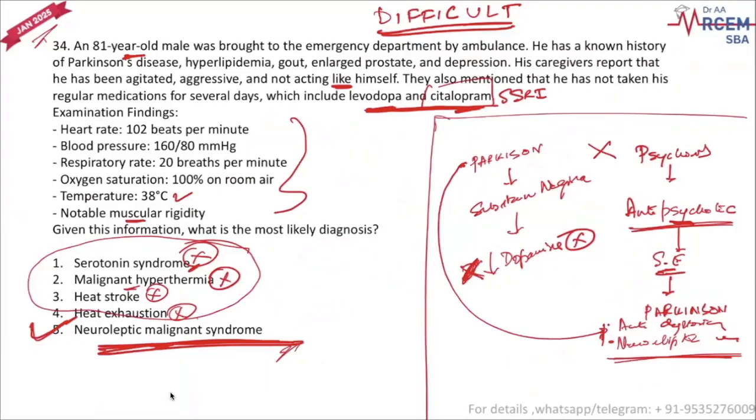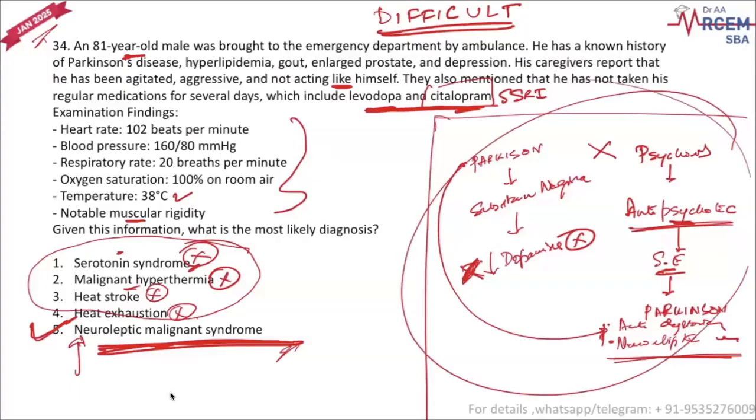I am sure that serotonin syndrome and malignant hyperthermia were mentioned. I'm not sure whether heat stroke and heat exhaustion were mentioned or not. But I'm sure about the answer: this is neuroleptic malignant syndrome. You need to remember Parkinson's and psychosis are opposite to each other.